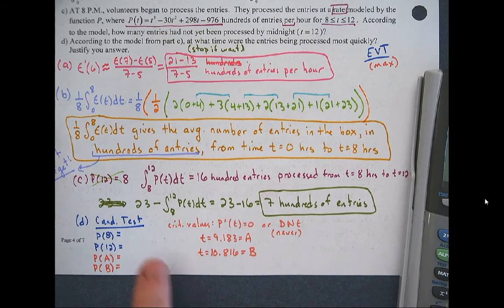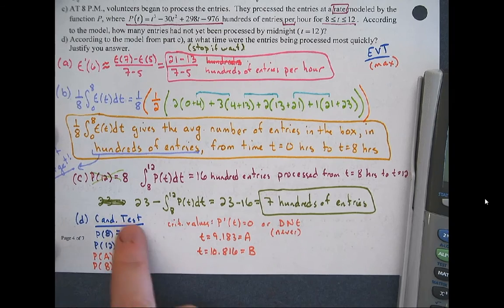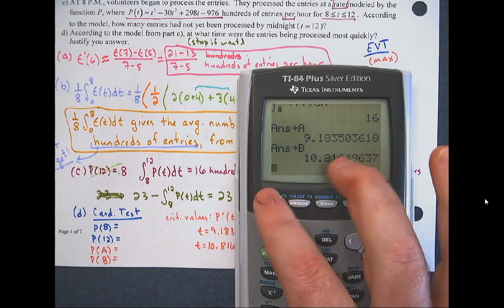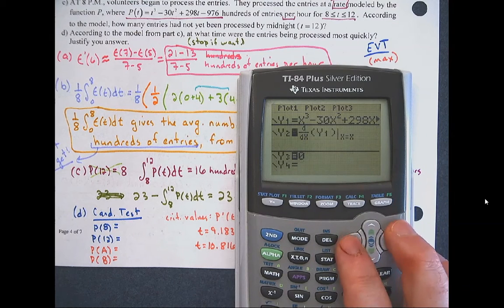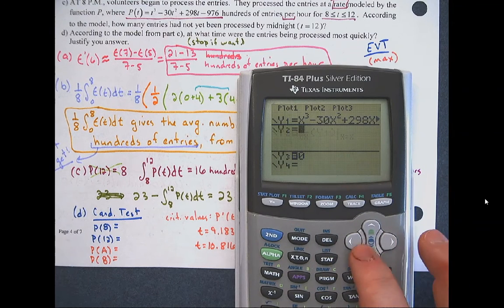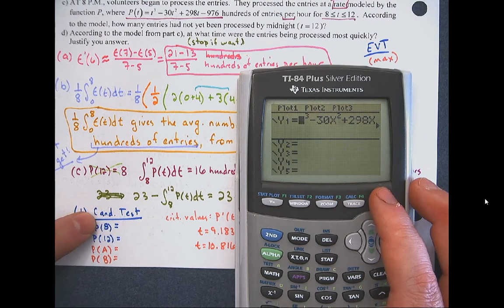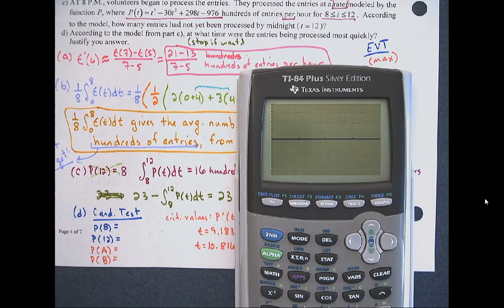Okay, we've got our candidates. We now have to figure out who's the biggest and who's the smallest. What's nice here is that we still had this function. The original function is in here. I'm going to clear these out. I don't need them anymore. So I'm going to graph this thing. I've got to go from 8 to 12, so my window is still good. I hope it'll let me do it 8 and 12. And we'll find out in a second, won't we?